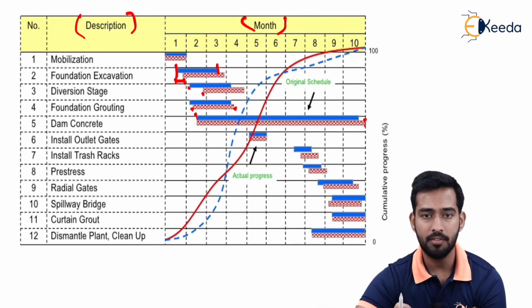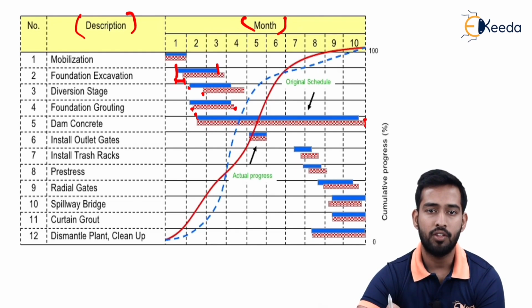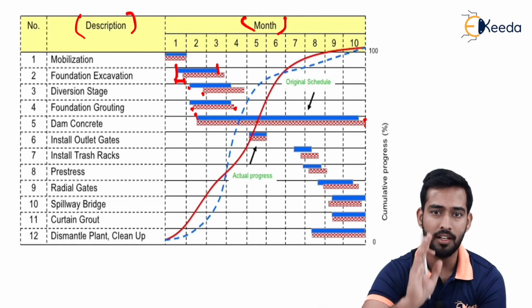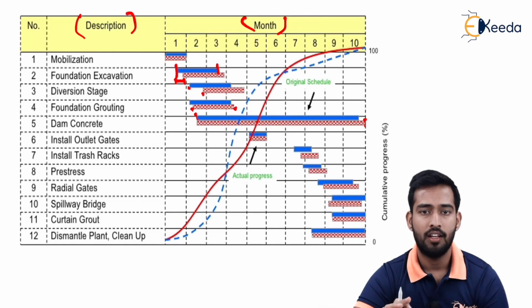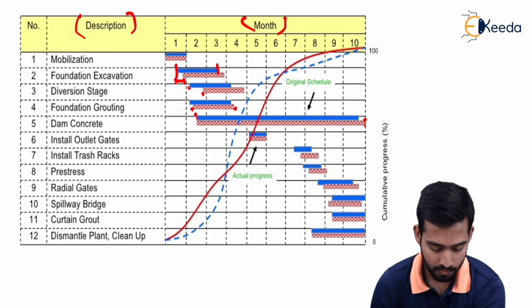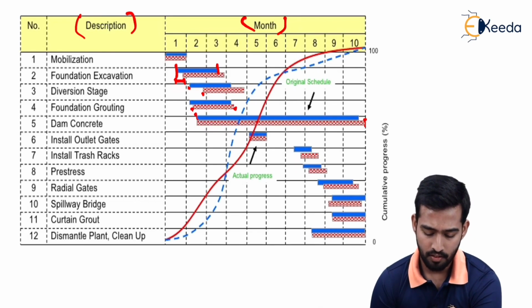Float means sometimes some activities can be delayed by a given time, which will not hamper the project duration. The project duration will remain constant, but we can adjust that particular activity depending upon the slack and floats available. So likewise, installation of outlet gates, as we can see, is starting after the 4th month of completion.